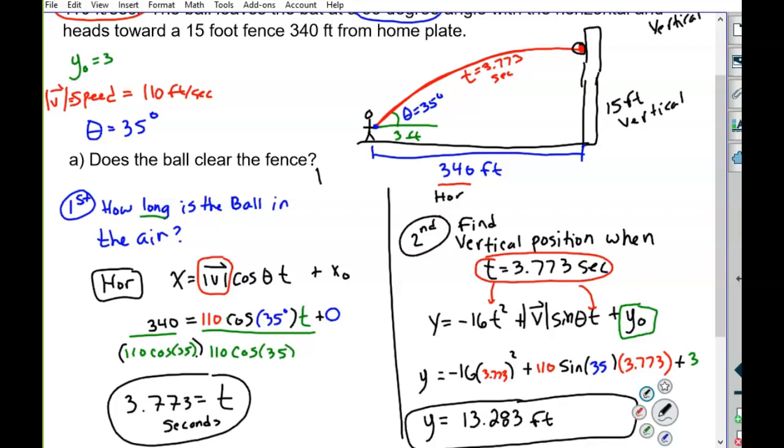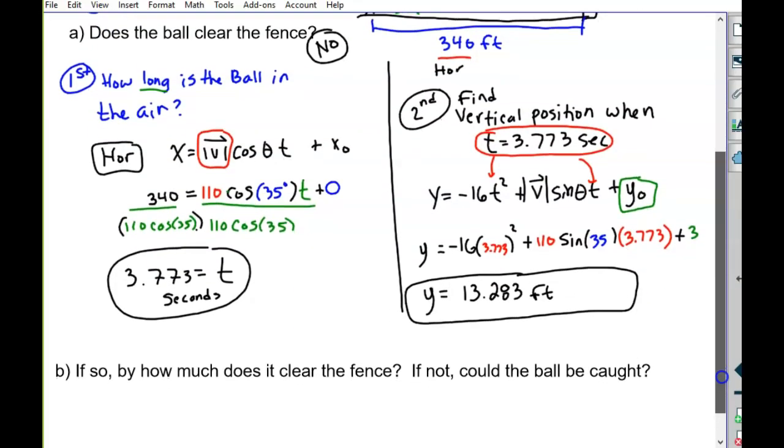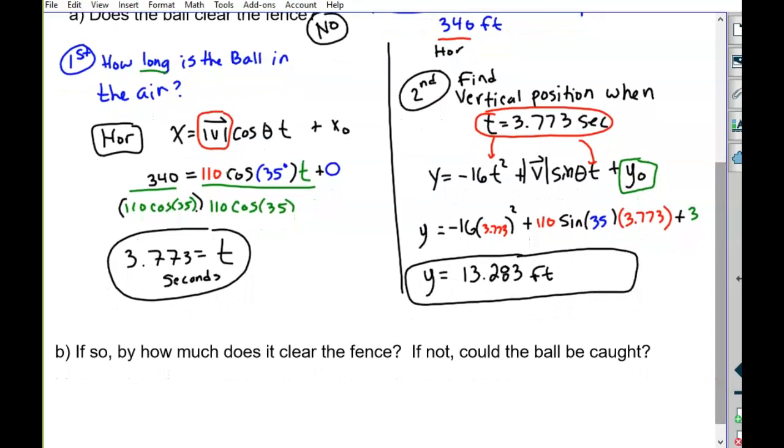So, to answer this question, does the ball clear the fence? No. It's going to be short by a couple of feet. It's going to be short by 1.717 feet. So, if so, how much does it clear the fence? You can't answer that. Because no, it doesn't clear the fence.